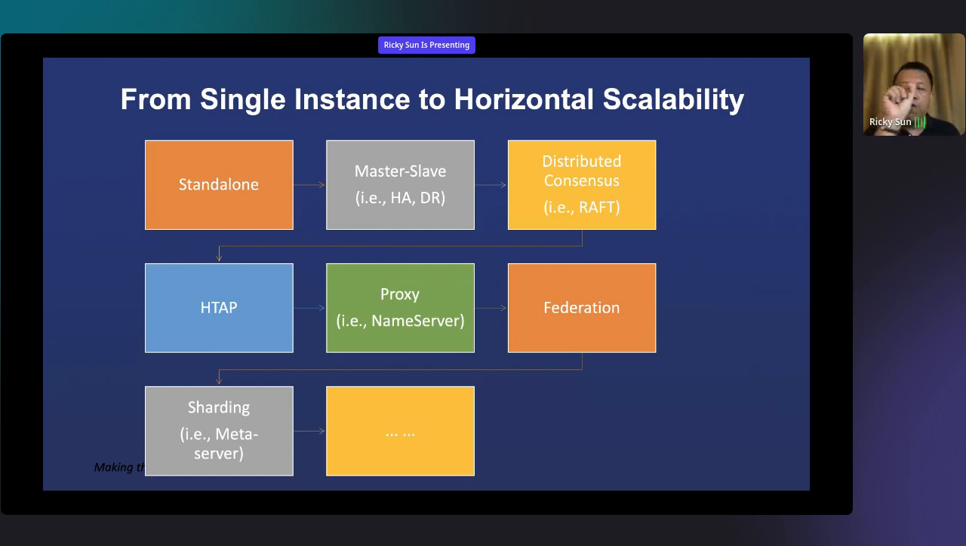To go a little bit forward from HTAP mode to proxy mode, I would call both proxy and federation mode. Occasionally people call this map reduce. It's divide and conquer, dividing the data set onto multiple instances using a proxy server. Sometimes we also call this a name server to distribute the workload. We'll get to that in detail later. And federation is considered a more advanced form of proxy.